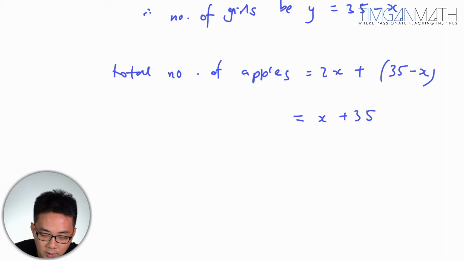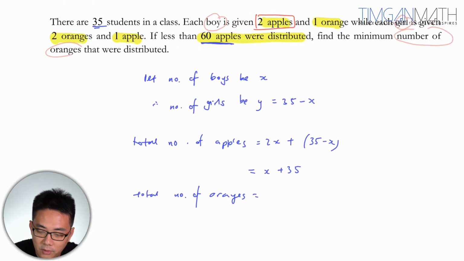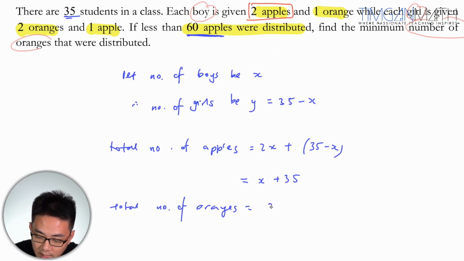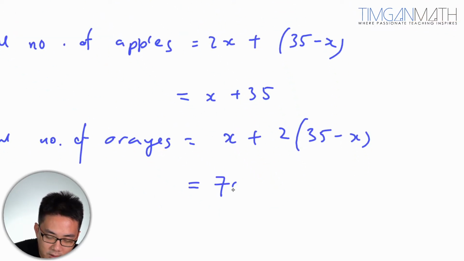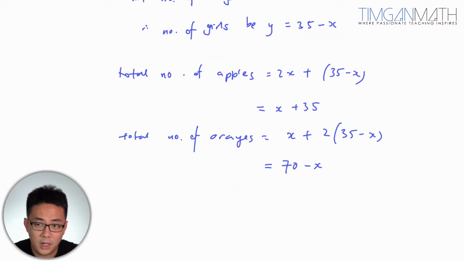After which you could write the total number of oranges. We do the same thing. For the number of oranges, we got 1 orange for each boy, so it's x, plus 2 oranges for each girl, which is 2 times 35 minus x. So this would just be 70 minus x.